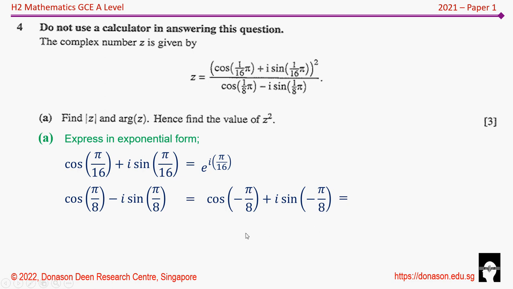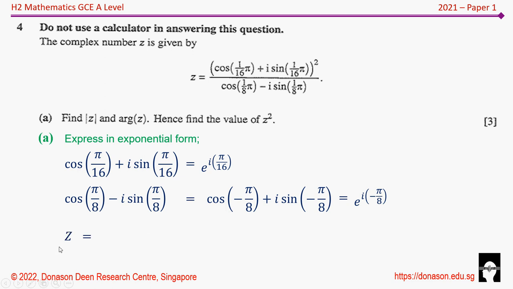So the value of this is going to be e to the power of i times negative pi over 8. Because of the minus sign, we have to convert the argument into the 4th quadrant angle, which is negative pi over 8. So we have the numerator and the denominator expressed in terms of their exponential forms.